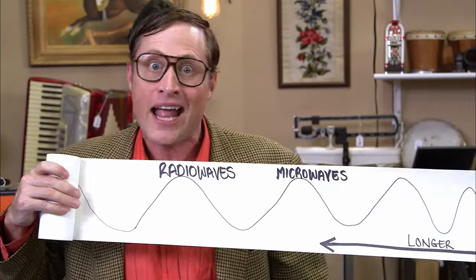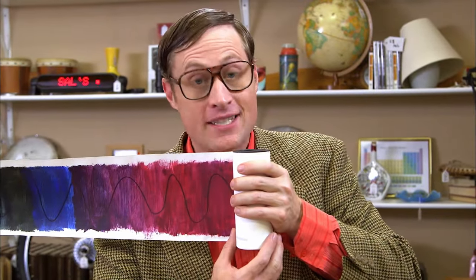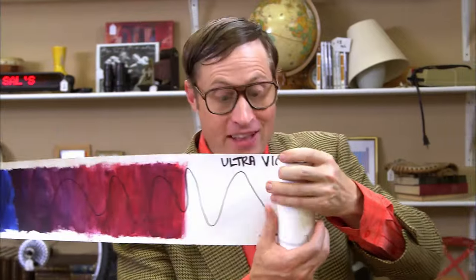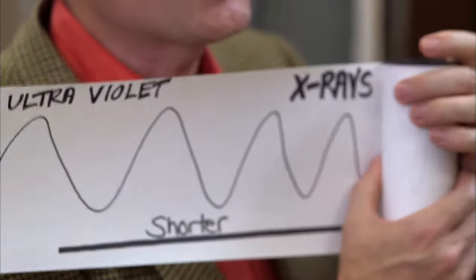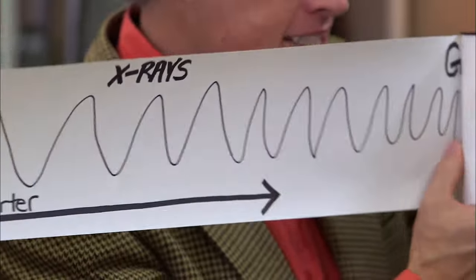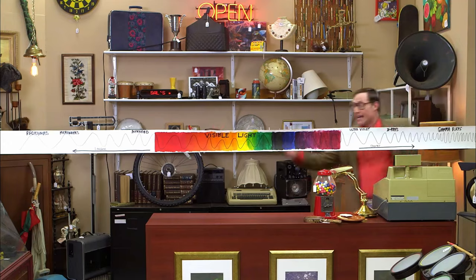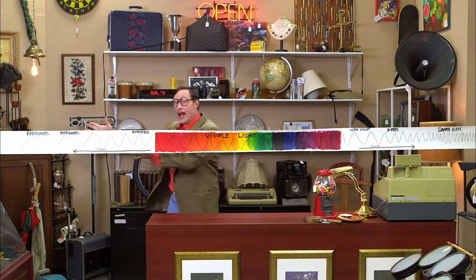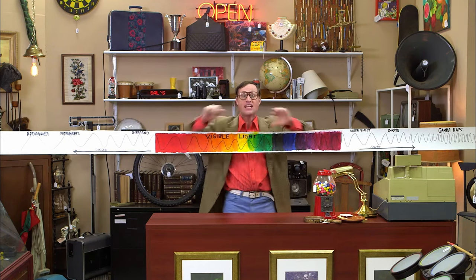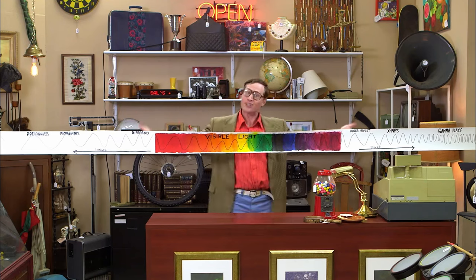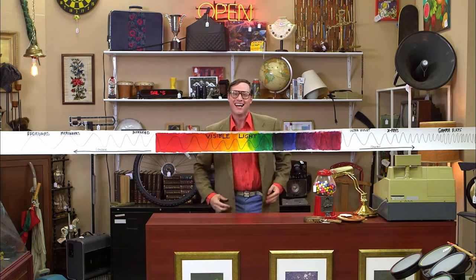Let's take a look at the other end. Remember these short wavelengths over here beside violet? Well, does that keep going? Yeah, if they keep getting shorter, you get ultraviolet, and then X-rays, and then gamma rays, huh? Pretty amazing. And look, it's all connected. From radio waves to gamma rays to visible light in between, it's all frequencies of electromagnetic radiation.